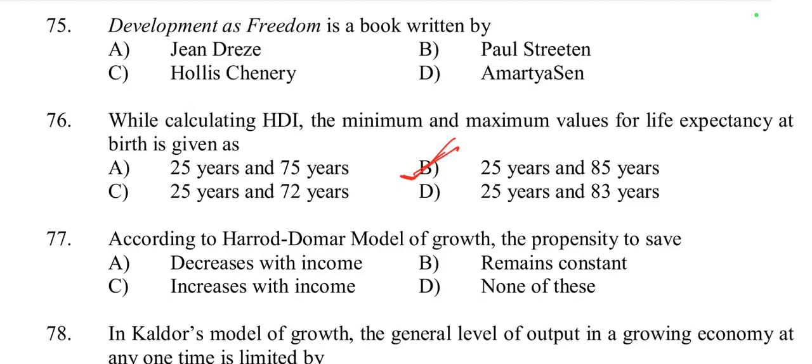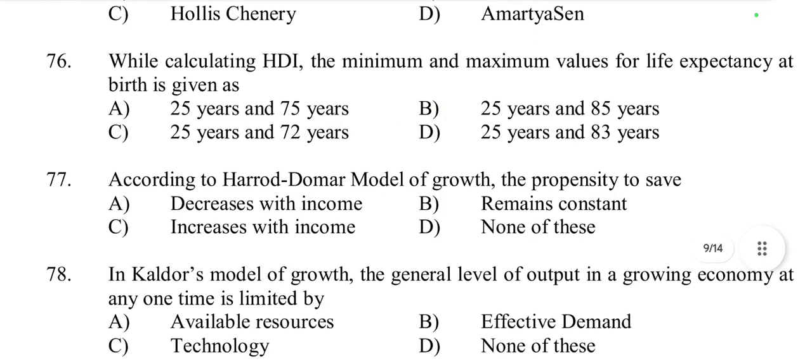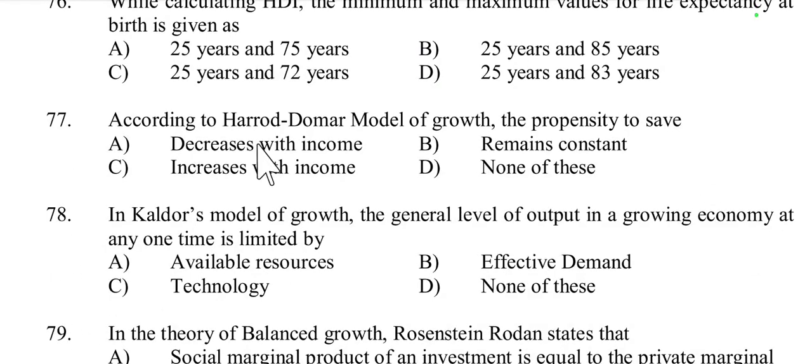the UNDP standard. Then question number 77, according to Harrod-Domar model of growth, the propensity to save decreases with income, remains constant, increases with income. According to Harrod-Domar model of growth, the propensity to save remains constant, neither increasing nor decreasing. In Harrod-Domar model, the saving rate or propensity to save and capital output ratio are both assumed to be constant. So option B is the right answer.